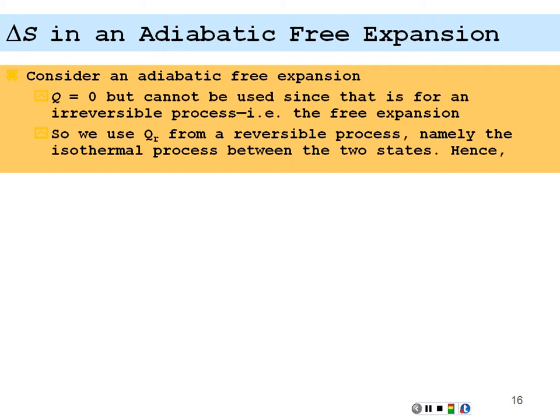our final state. Namely, we could think about the isothermal process between these two states, which indeed would be a reversible process. And we just proved, as we have a change in volume for an isothermal process, that the change in entropy is NR, natural log, final volume over initial volume. So even though the isothermal process is not the process here, being a reversible process, it can describe the change of states from one state to another, and hence we can use this for an adiabatic free expansion.